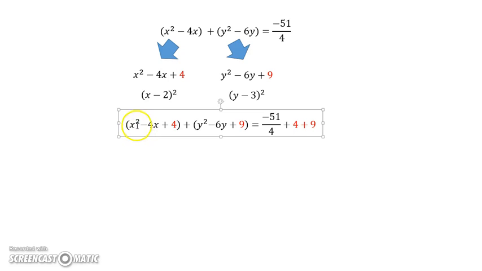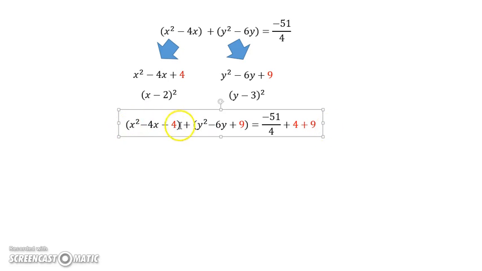So if I go ahead and do that, I'm going to have x squared minus 4x plus 4 plus y squared minus 6y plus 9. And again, we have to add to both sides. So to my negative 51 over 4, I'm adding 4 plus 9, or that 13.